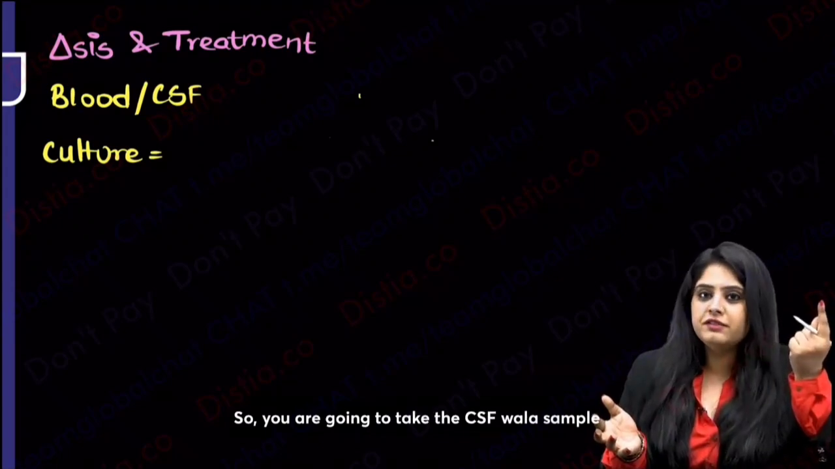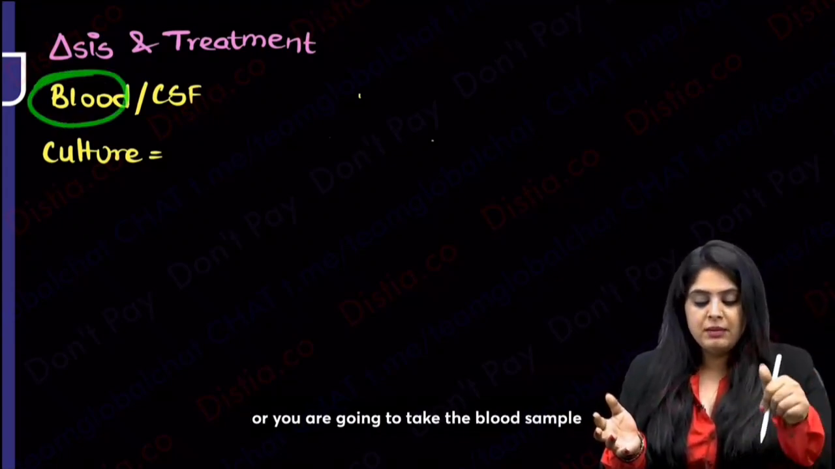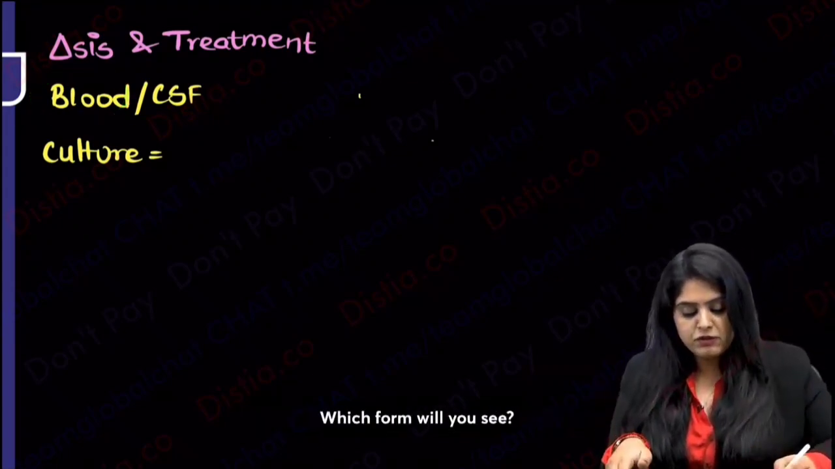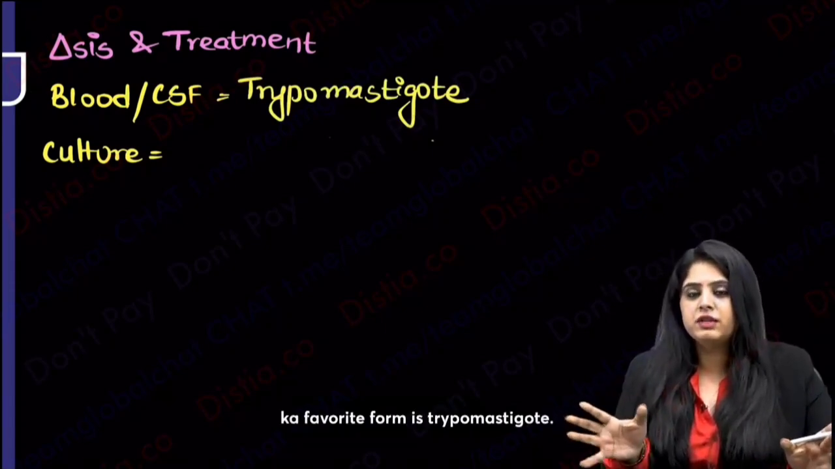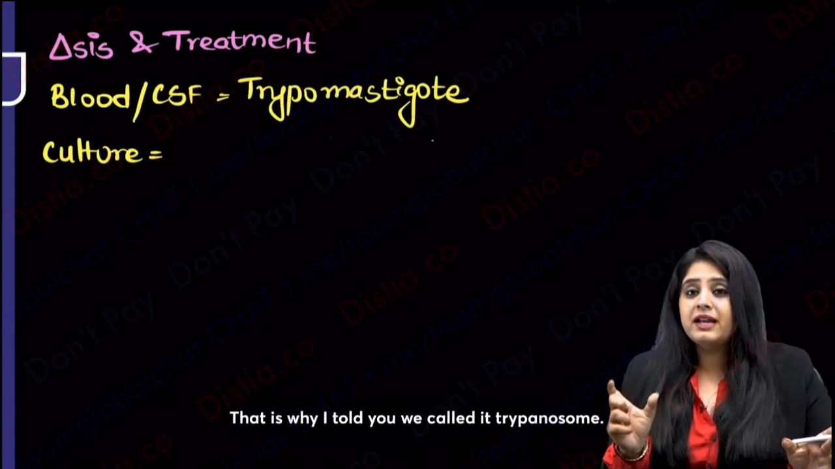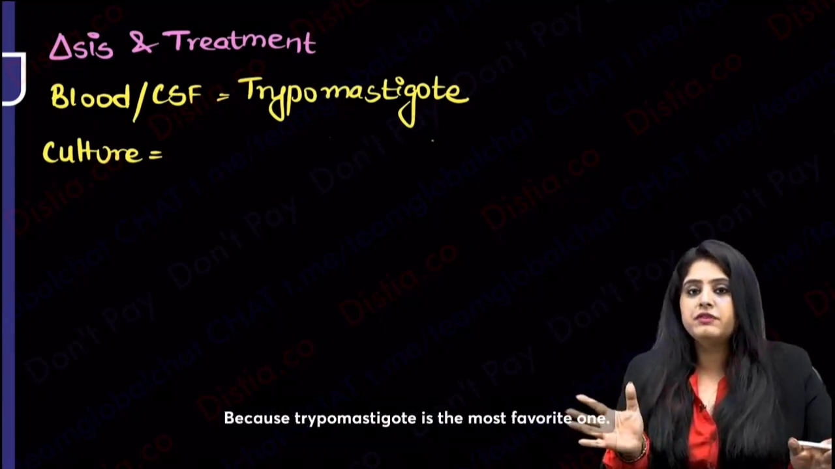So you're going to take the CSF sample or you're going to take the blood sample. And what are you going to analyze in them? Which form will you see again? The favorite form of the entire trypanosome family is trypomastigote. That is why I told you we called it trypanosome, because trypomastigote is the most favorite one.